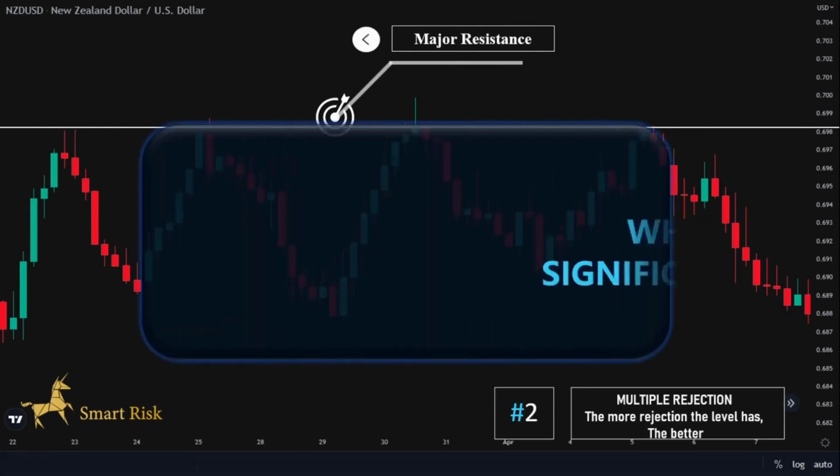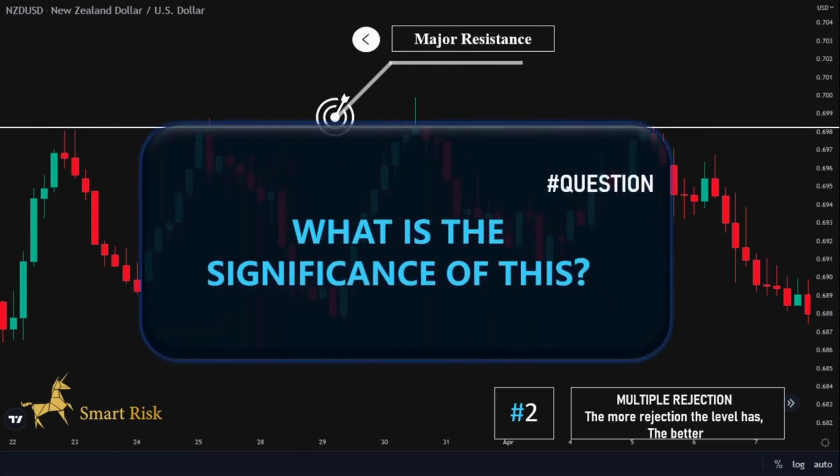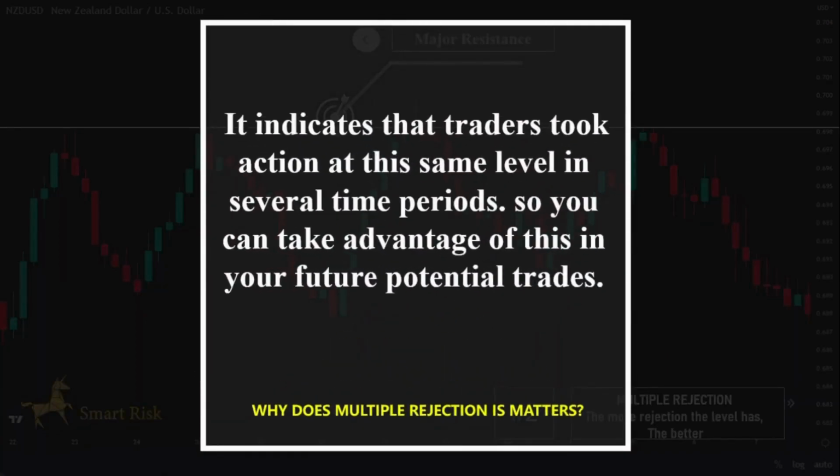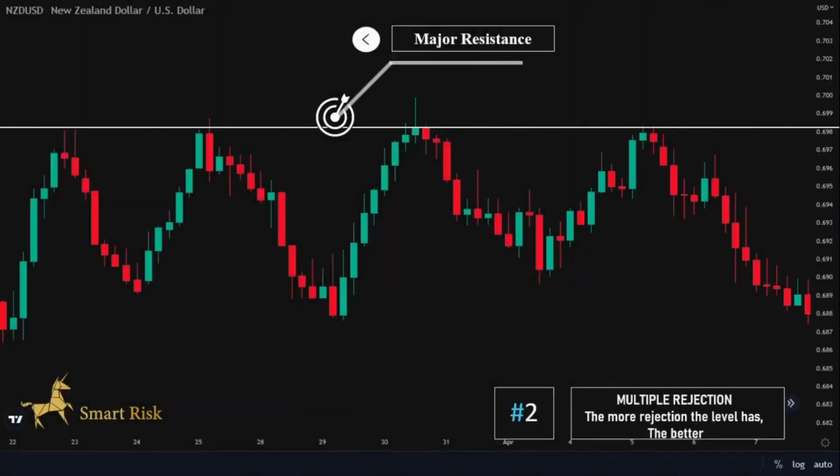So, what is the significance of this? Multiple rejections indicate that price responded to this level more than once, showing that traders took action at this level in several time periods. So we can take advantage of this in our potential trades. Let's move on to our next criteria.